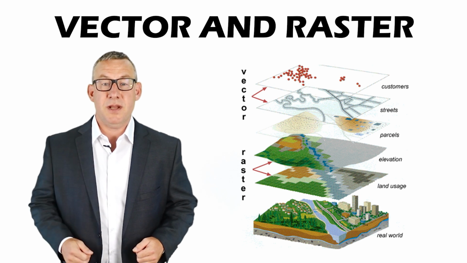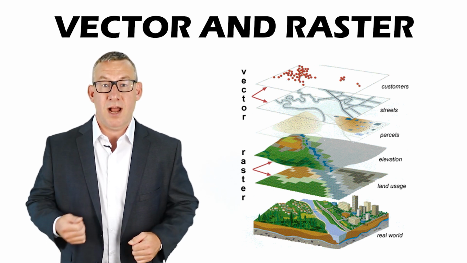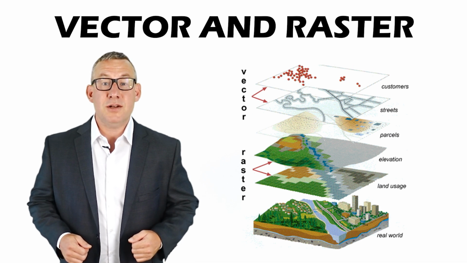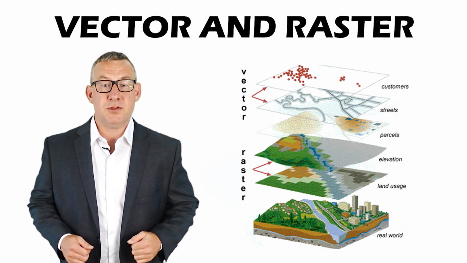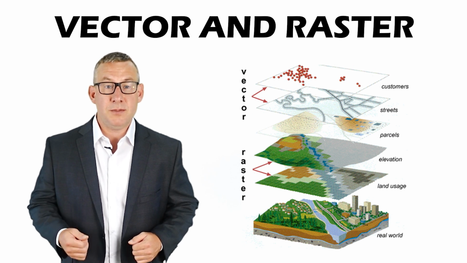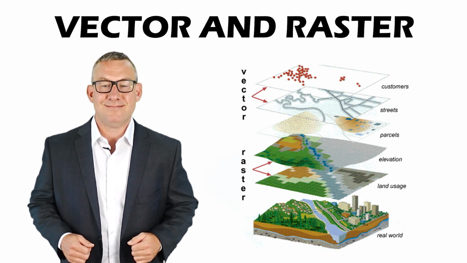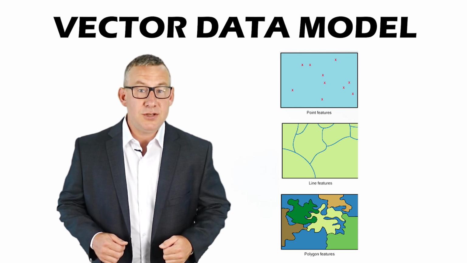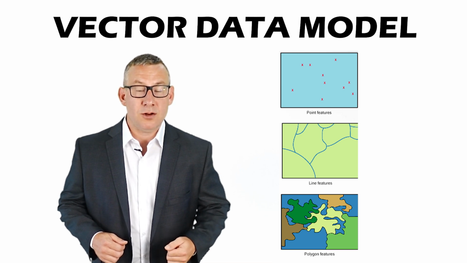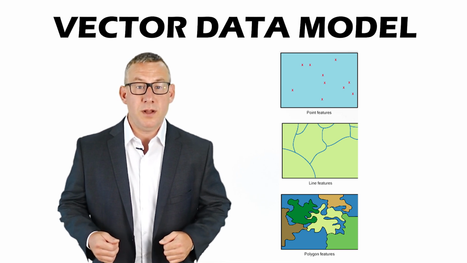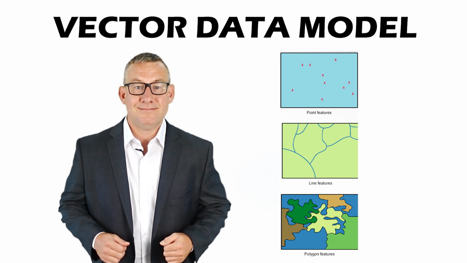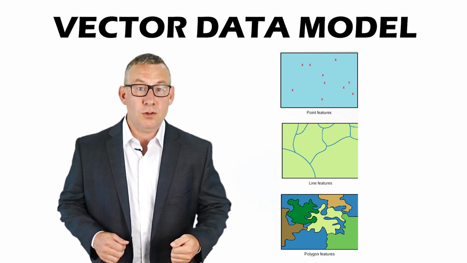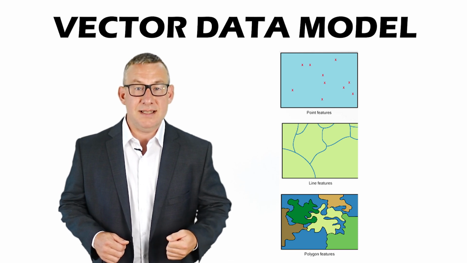There are two types of geospatial datasets, vectors and rasters. Understanding the differences between these two types of geospatial data models is one of the most fundamental concepts in the field of GIS. The vector data model is a coordinate-based model that represents features with points, lines, and polygons. The vector model stores geospatial features as entities.